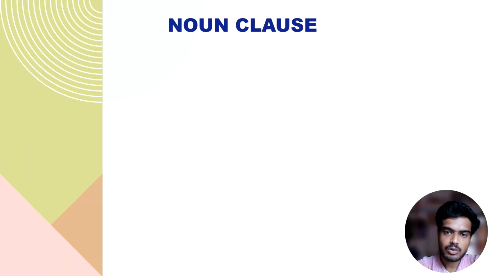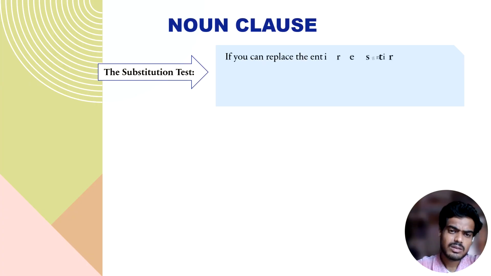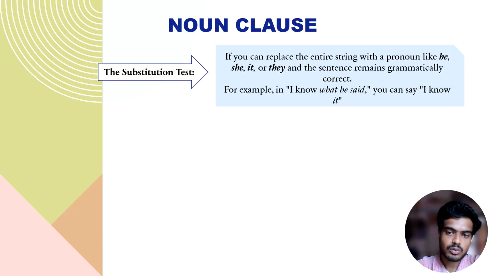Now we will understand noun clause in detail. To understand what is a noun clause, we have to do some tests. First, we have substitution test. If you can replace an entire string or entire phrase with a pronoun like he, she, it, or they, then the sentence is a noun clause. Okay, and we can still identify them by some other test like introductory words.